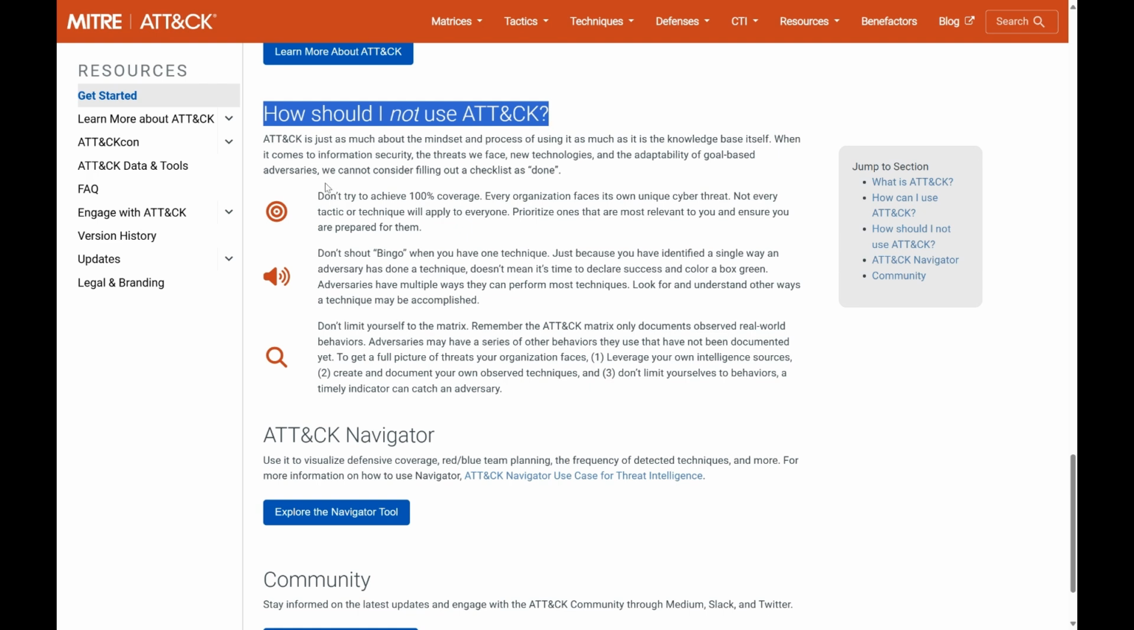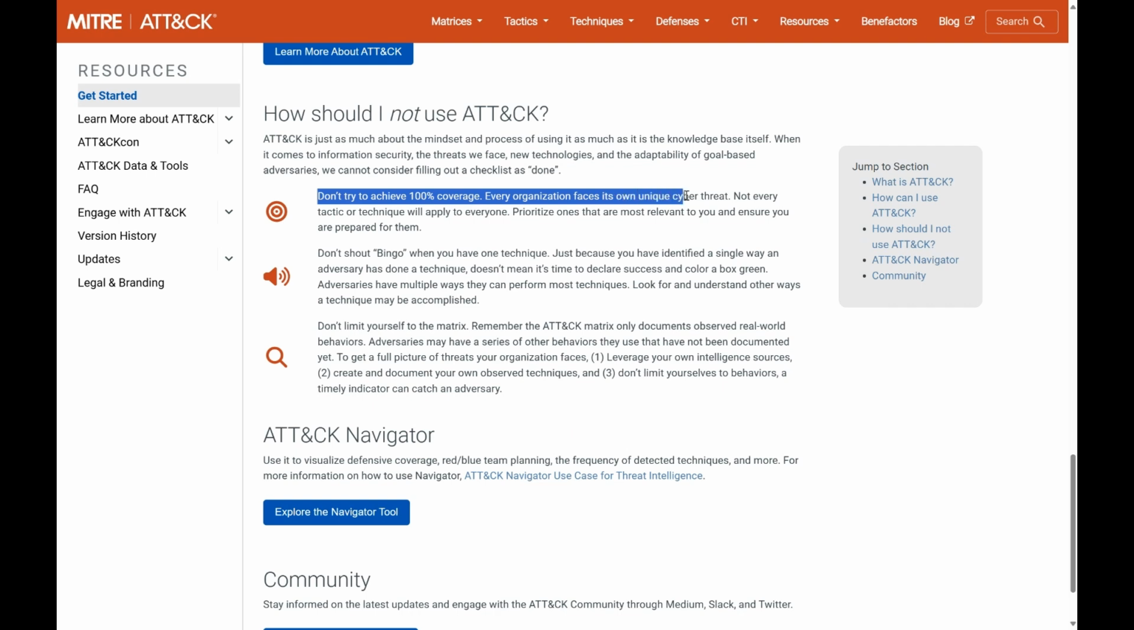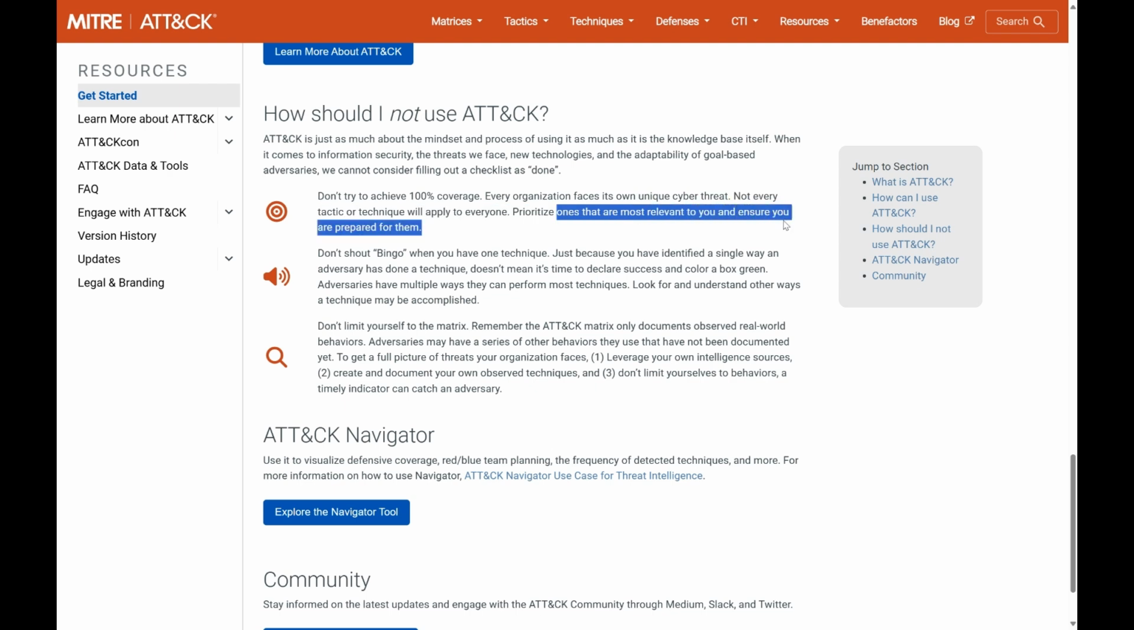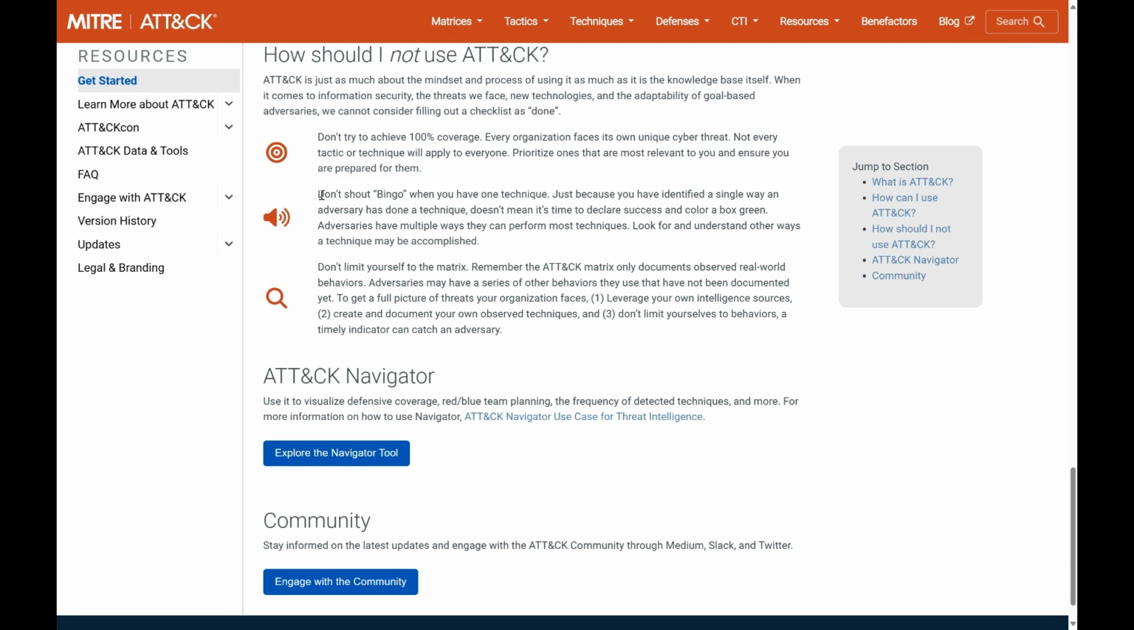So don't try to achieve 100% coverage. Every organization faces its own unique cyber threats, right? So not every tactic and technique will apply to everyone. Prioritize the ones that are most relevant to you and ensure you are prepared for them. And don't shout bingo when you have identified a single way an adversary has done a technique. It doesn't mean it's time to declare success and color a box green.